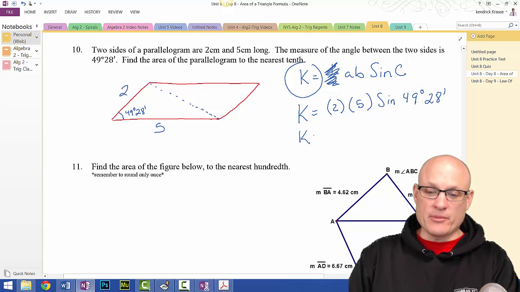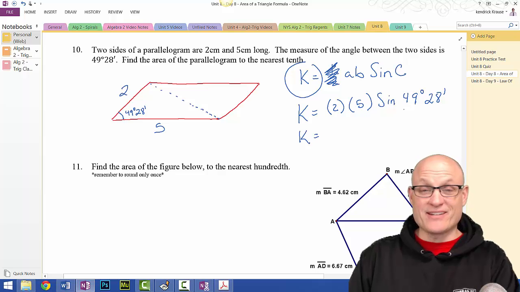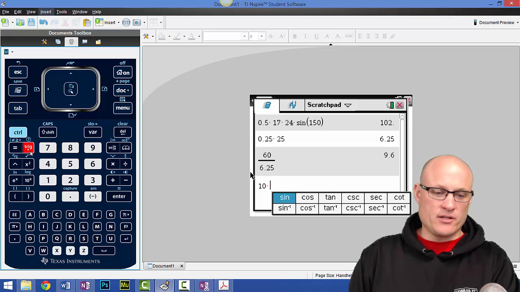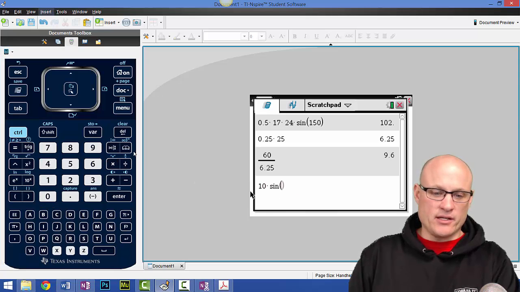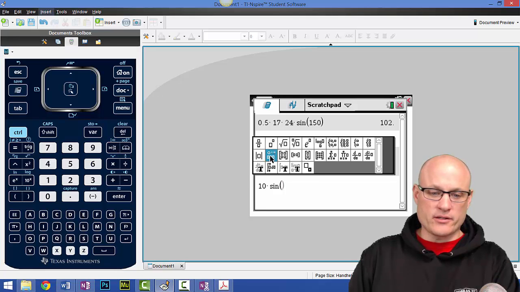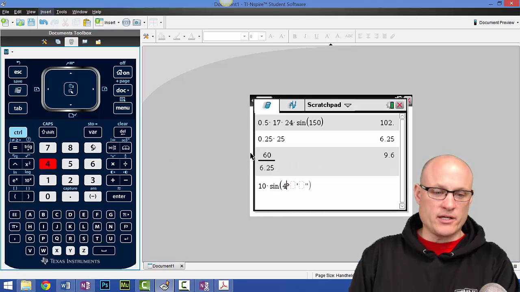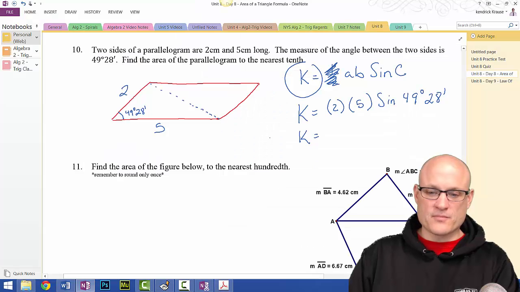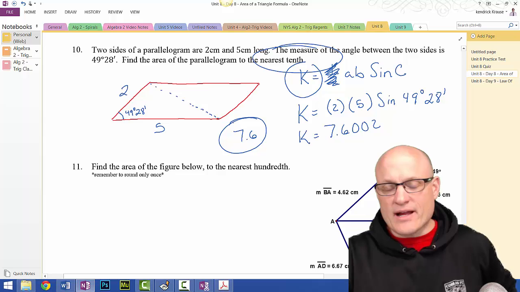That one will not be done in the old head. I know it's 10 times something. 49/28. So 10 times the sine. And to get that, I'm going to go in here. Ding, ding. 49/28, right? 49/28. And I hit enter. 7.6002. Round to the nearest tenths place. We're at 7.6. So really, that's all there is to that.